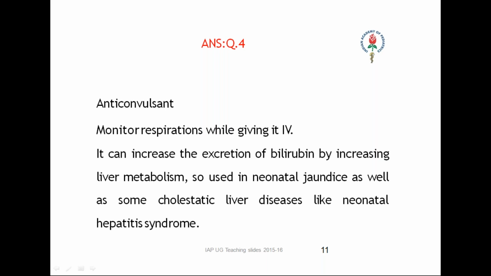So what are the things you have to monitor when giving this drug? You have to monitor respiration because it has the potential to cause respiratory depression while giving IV. Side effects are drowsiness, irritability, minimal brain dysfunction. Prolonged use can cause disturbance in cognitive function. Sometimes it can cause rash, Steven-Johnson syndrome, and porphyrias.